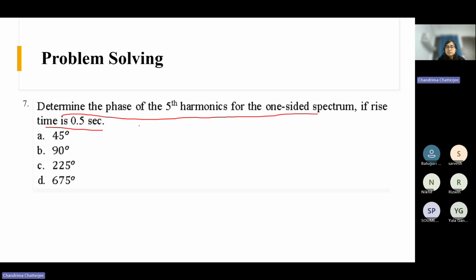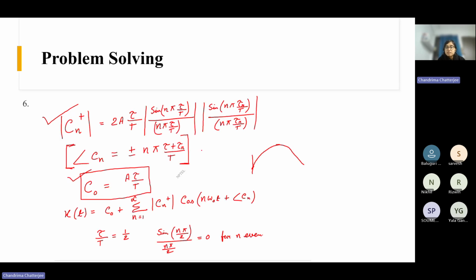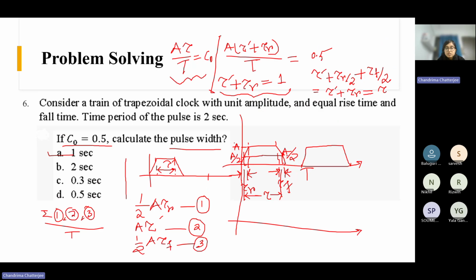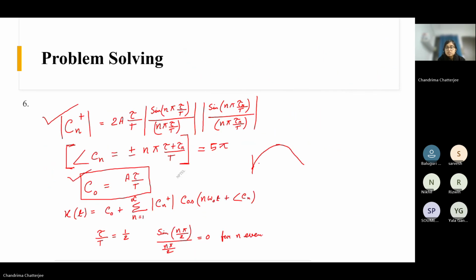So fifth harmonic, rise time is given, and what we need to find out is the phase, right? So this is the phase. So just replace these values. So tau, I think, what was the tau value? 1 second. So that we computed in the last question 1, and it is 0.5. The rise time is 0.5 and the time period is 2. Okay.